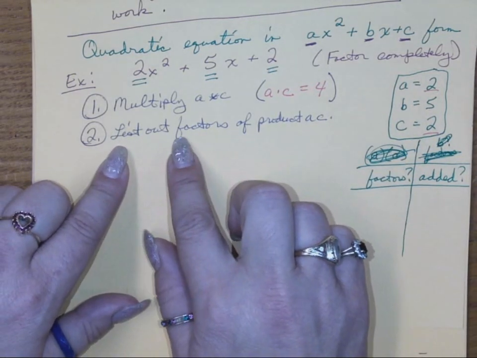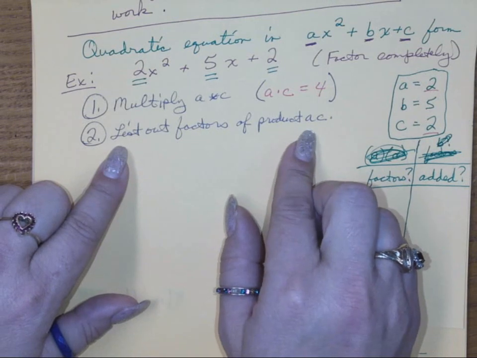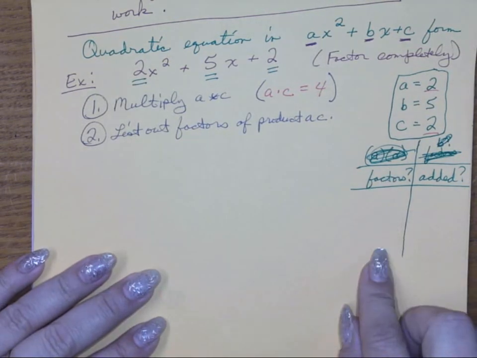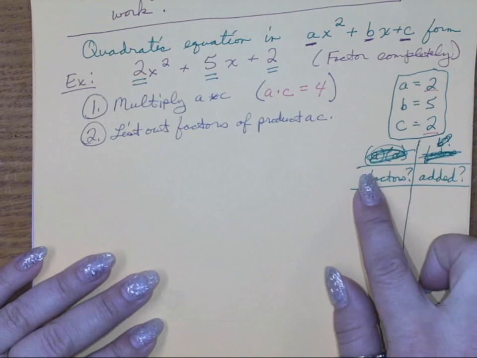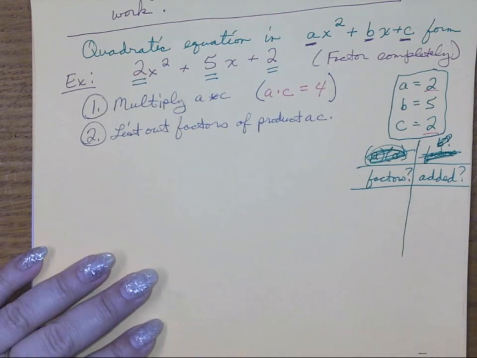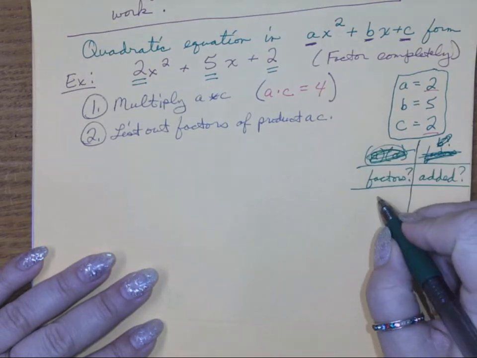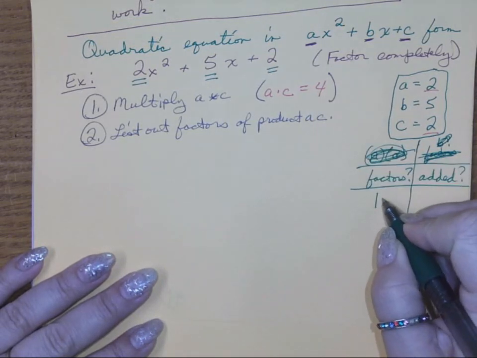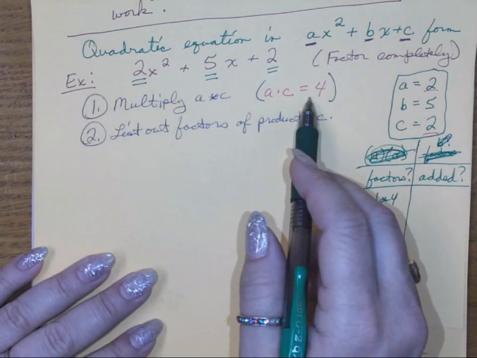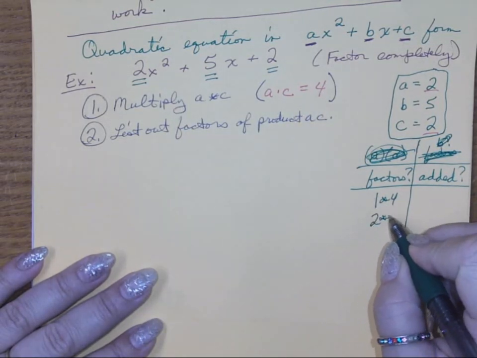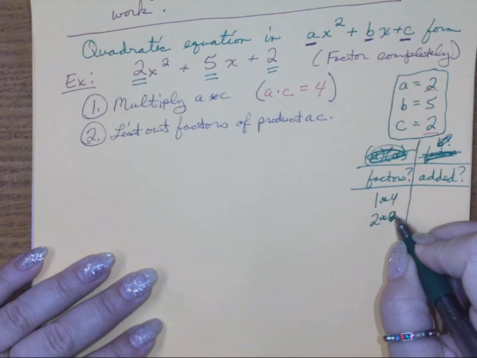Okay. And then the second step is list out the factors of the product AC. So here I a lot of times will put it into a T-chart kind of look. So over here I've got my factors. So what are all the factors of 4? So I can list them. It can be 1 times 4, right? Okay, it can be 2 times 2. That's the way we got it to begin with, 2 times 2.